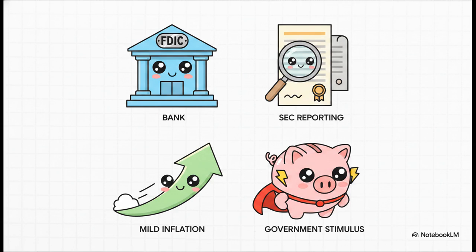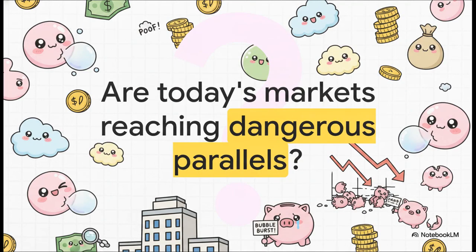The federal insurance on your bank account today and the strict reporting rules for the stocks you buy are direct, vital legacies of the 1930s collapse. Which brings us to a really important question. Do today's rapid stock market highs and modern financial tech carry those same dangerous parallels of the irrational levels we saw back in 1929?